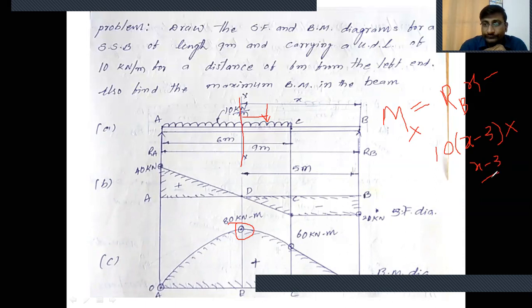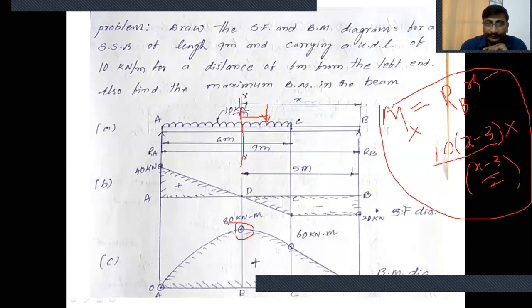x-3/2. This is the distance. This is the load. This is the bending moment equation at XX. So in place of x, at what distance do we have to find the bending moment? At 5 meters distance. What is the bending moment at a distance of 5 meters? Simply substitute the x value as 5.